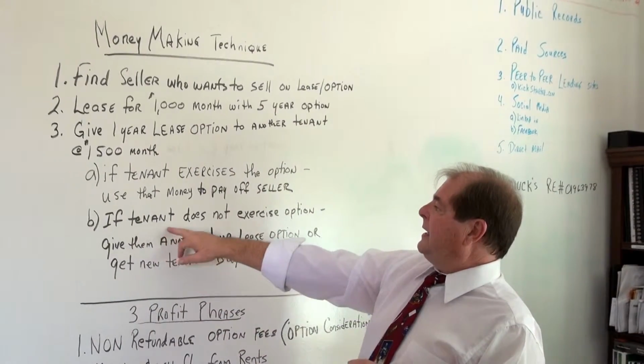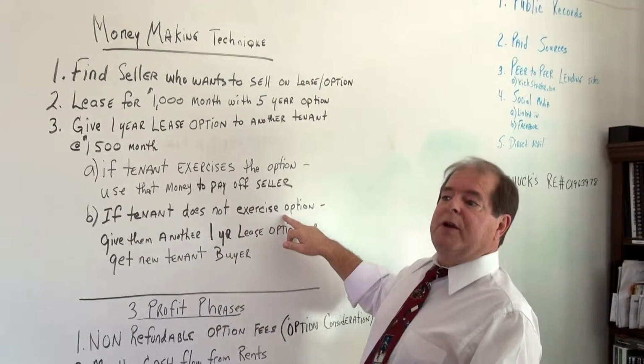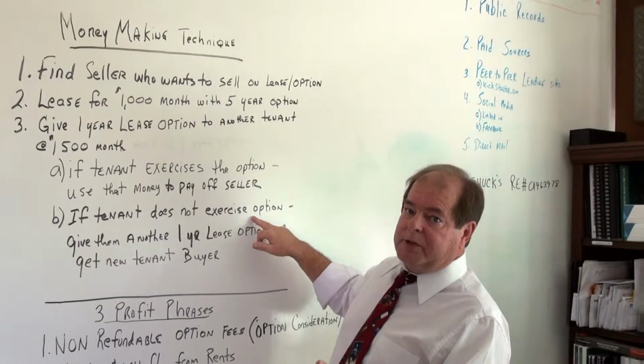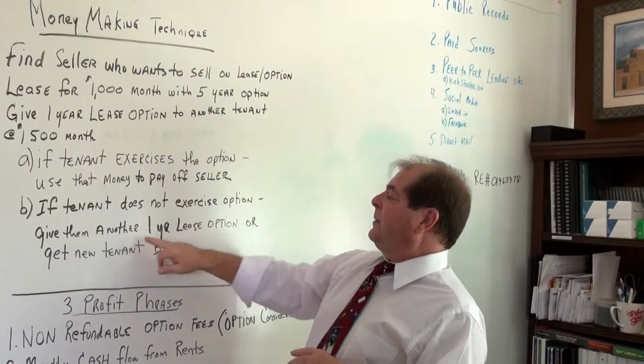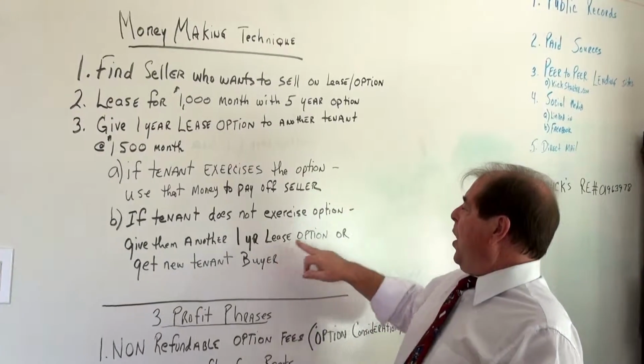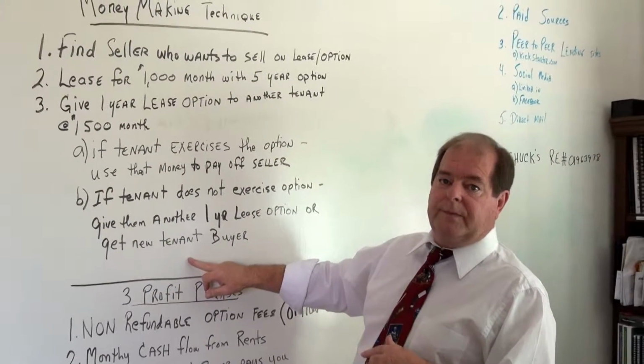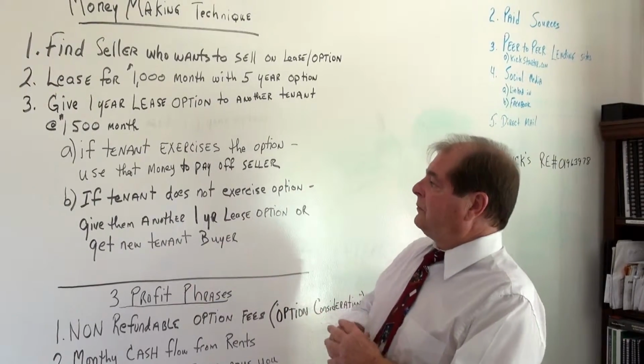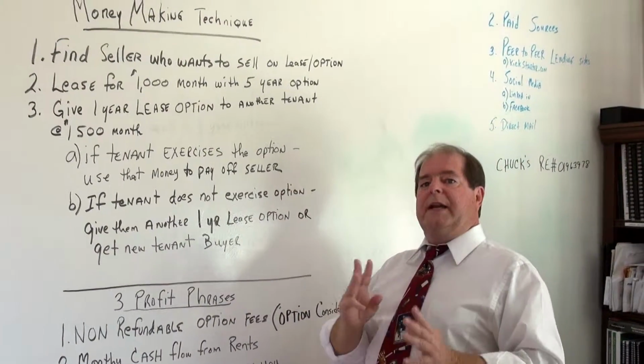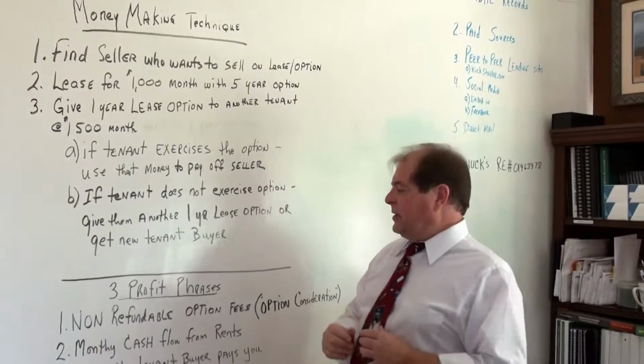Now, if the tenant does not exercise the option, remember, you have the right not to exercise the option also, then we're going to give them another 1-year lease option, or we'll just go out and get a new tenant buyer. Okay? Now, by doing it that way, we have 3 different ways of making money on the project.